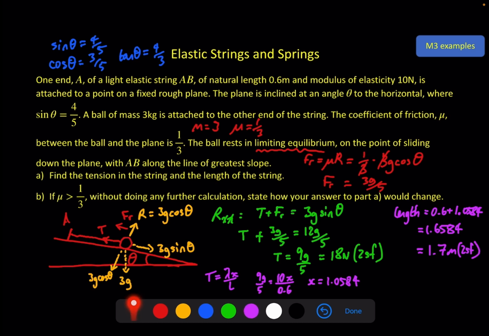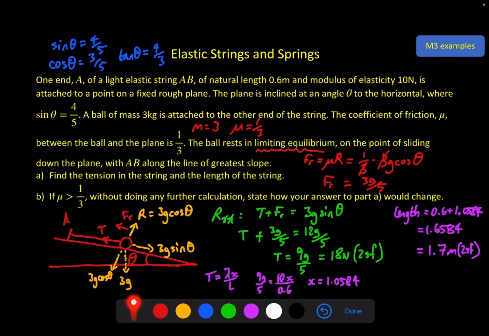So I hope a lot of that work was familiar from previous chapters, previous modules. The only difference here is that we've got the tension using Hooke's law to find the length of the string as well. Part B says if mu is greater than 1/3, without doing any further calculation, state how your answer to part A would change.